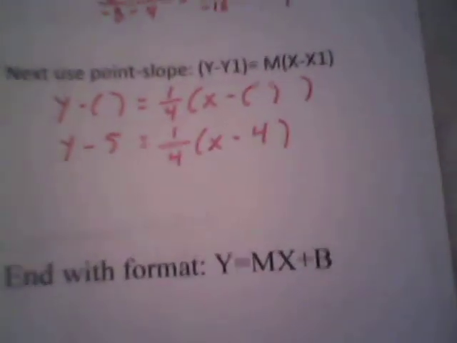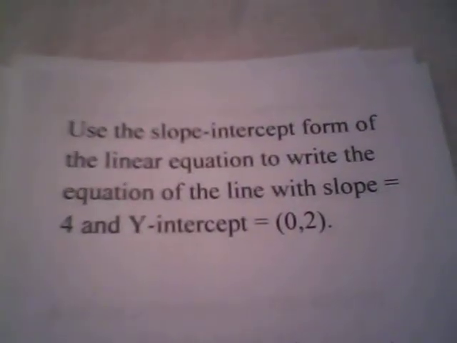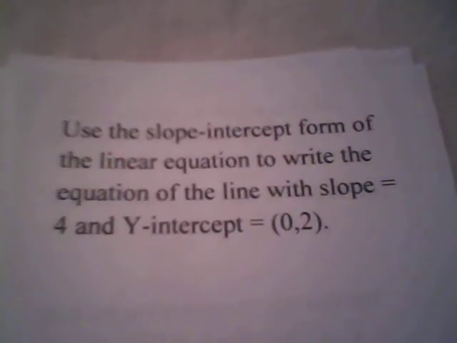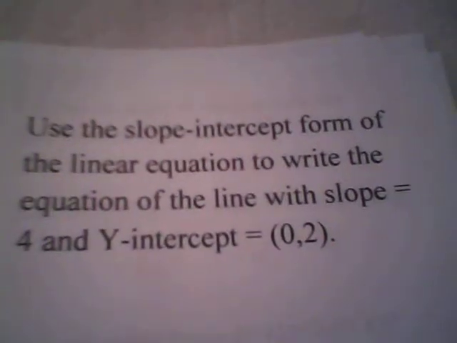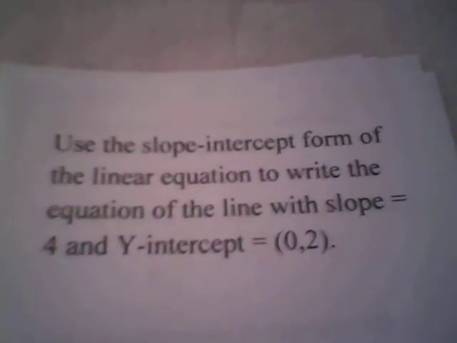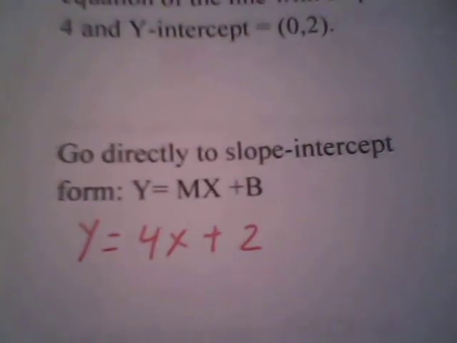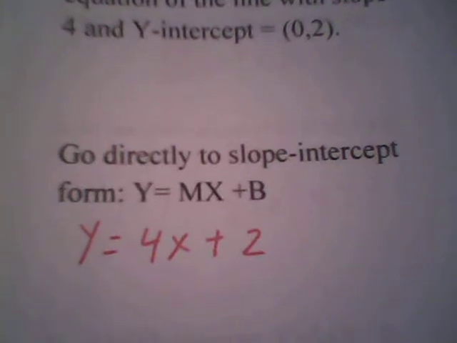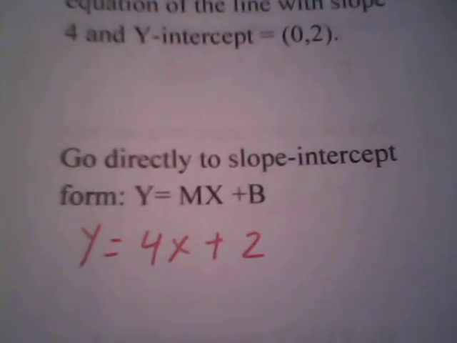Next problem. Use the slope-intercept form of the linear equation to write the equation of the line with slope equals 4 and y-intercept equals 0, 2. Notice you're given your slope and your y-intercept. That's all that you need to do this problem. You immediately go to your slope-intercept form, which is y equals mx plus b. Remember, m is your slope, in this case 4, and b is your y-intercept, which is 0, 2. So y equals 4x plus 2.